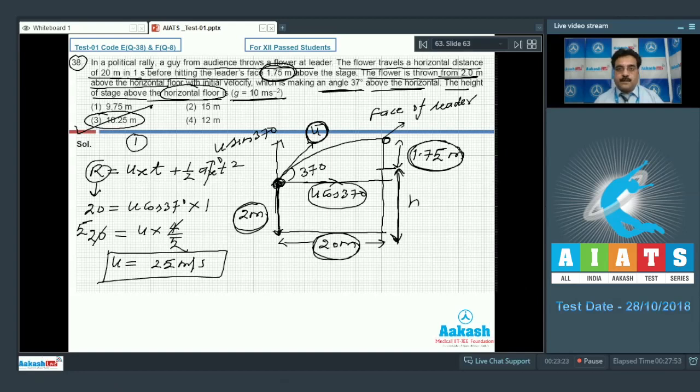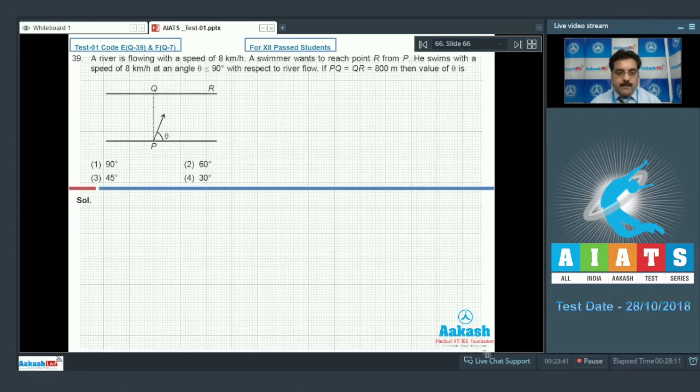So let's move on to question number 39. In question number 39, a river is flowing with a speed of 8 km per hour. A swimmer wants to reach point R from P. He swims with a speed of 8 km per hour at an angle theta less than or equal to 90 with respect to river flow. If PQ, QR is 800 meter, then find the value of theta. So this is a very important point. PQ and this QR is given as 800 meter. Then I need the value of theta.